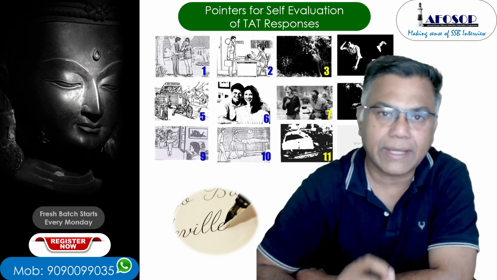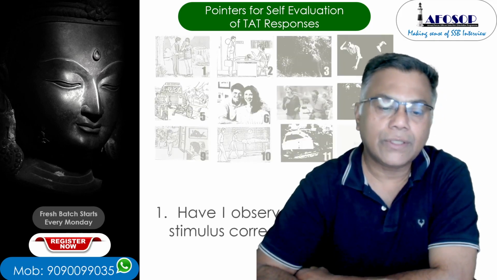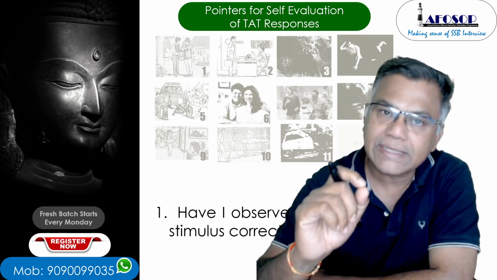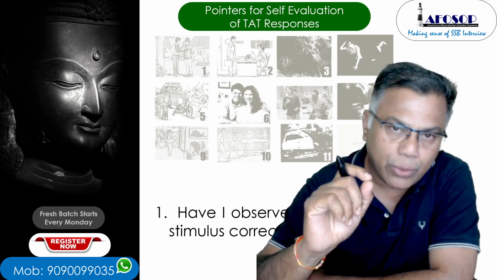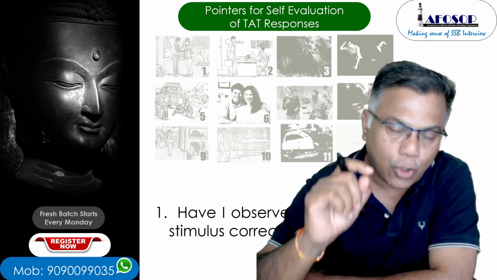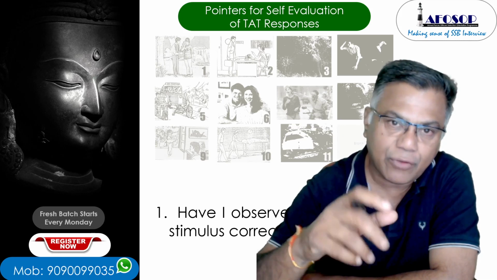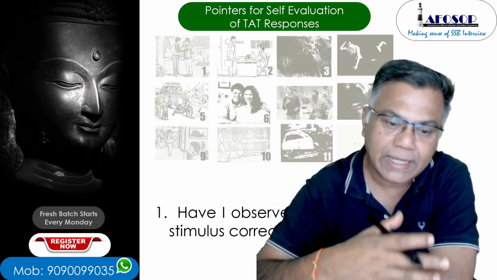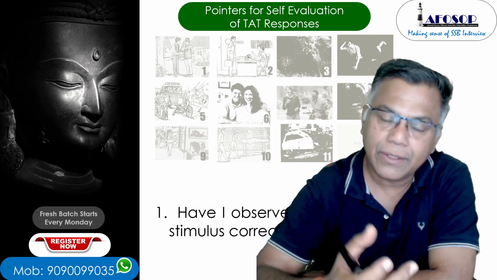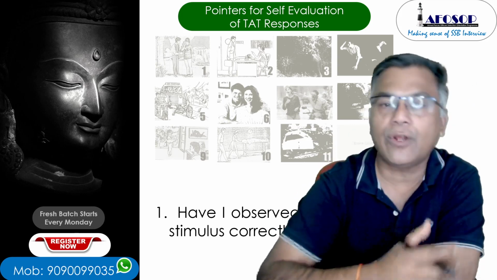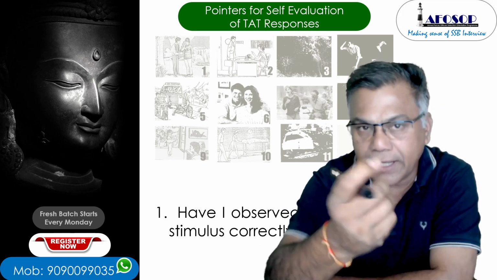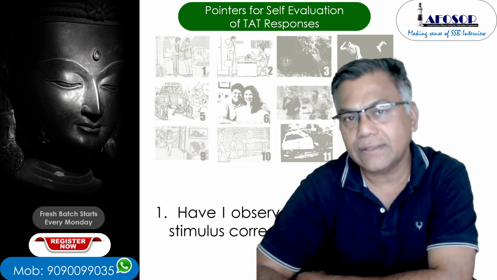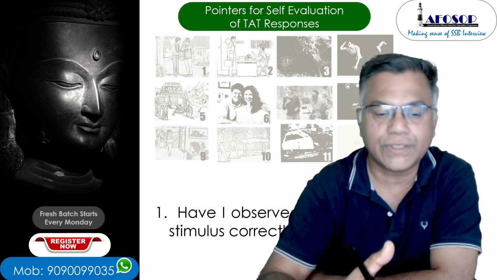500% clarity guaranteed. So the first point is, have I observed the stimulus correctly? Now, if you don't observe the stimulus correctly, we have already seen this is the inputting of the stimulus, and if this itself gets corrupted, then the processing will not be correct, because the input for processing goes through the eyes. And we have already seen what all are the pointers that you have to observe.